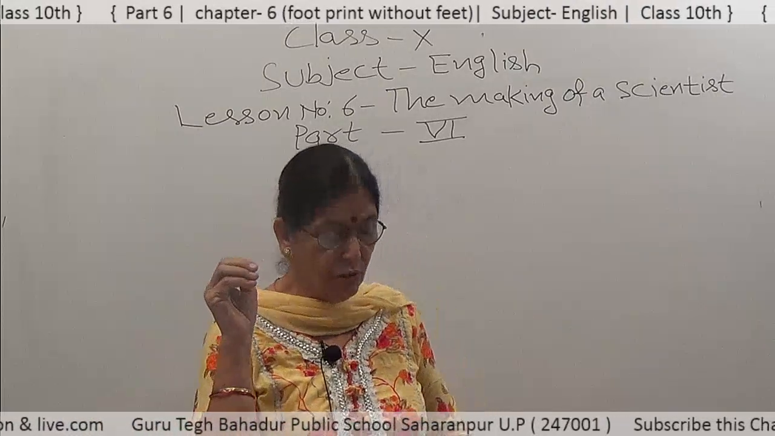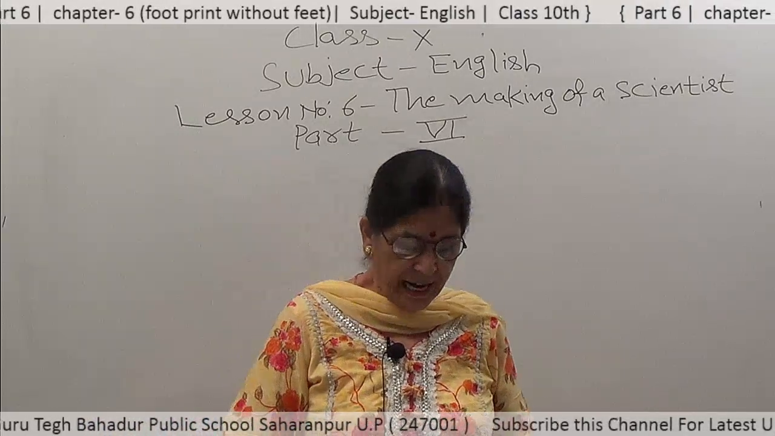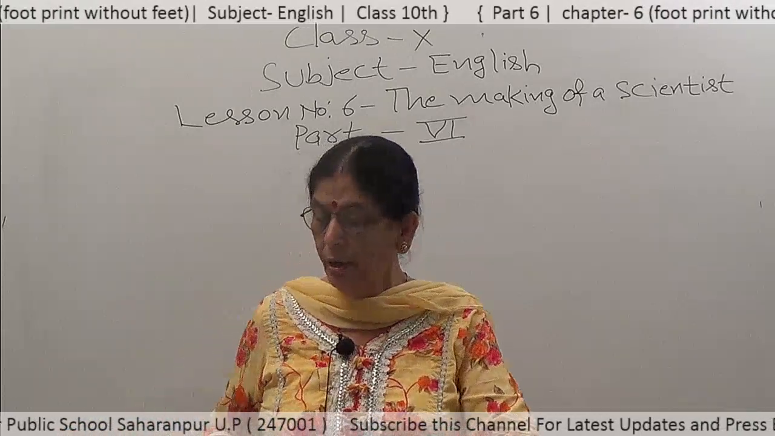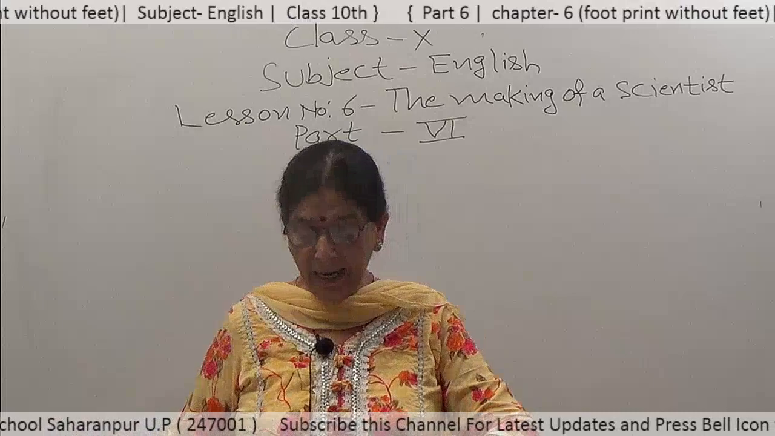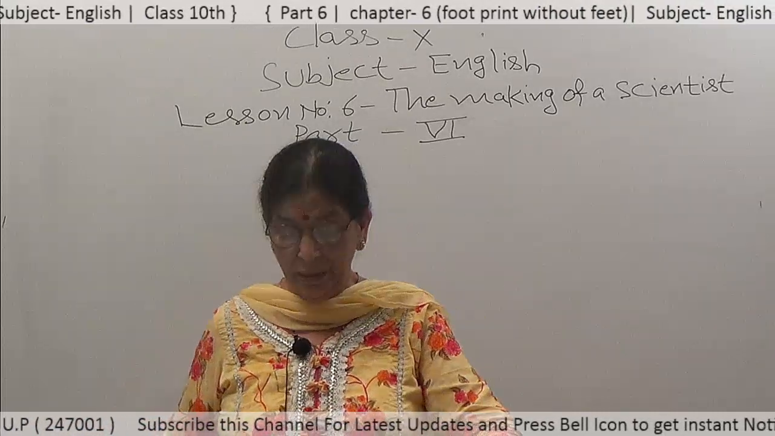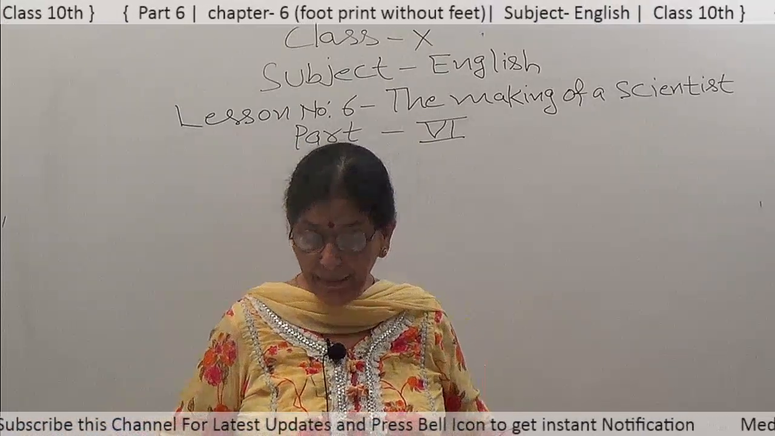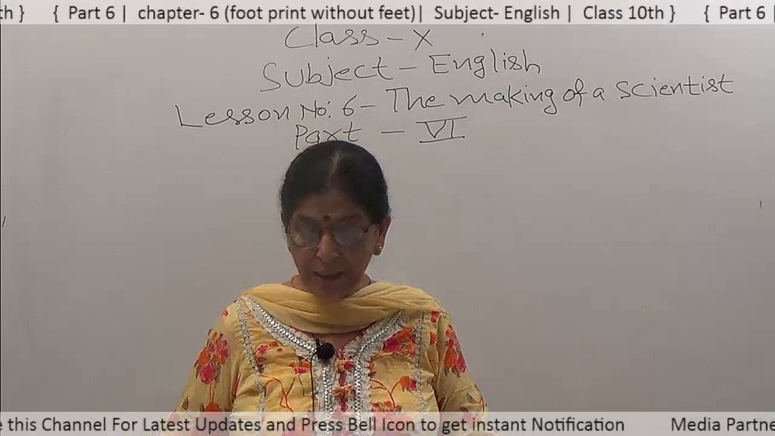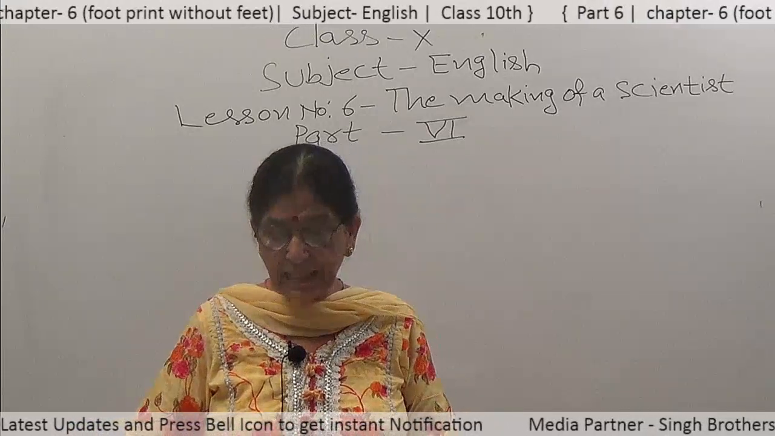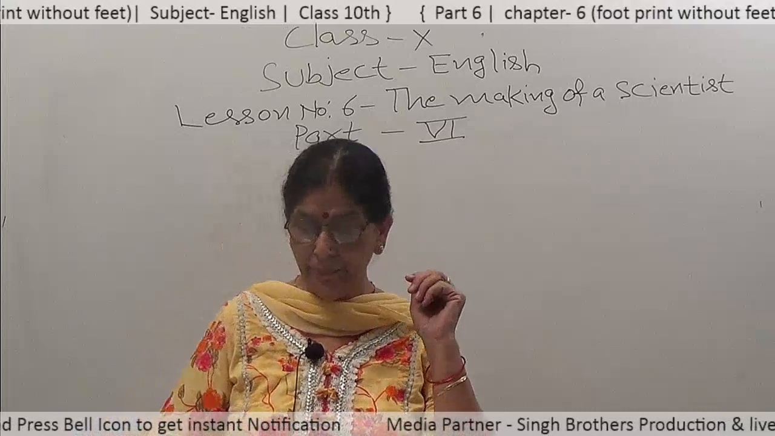If we have these qualities, these are the 3 qualities that I have told that go into the making of a scientist. Now turn the pages and come on page number 38. Think about it. 2 questions are given here. Question number 1, how can one become a scientist, an economist, a historian?